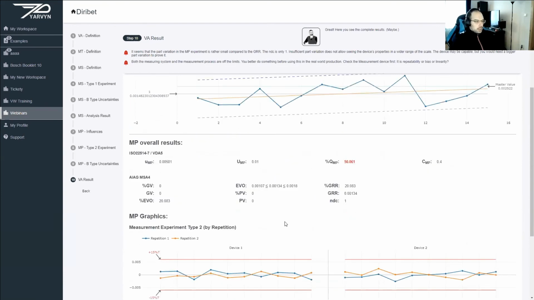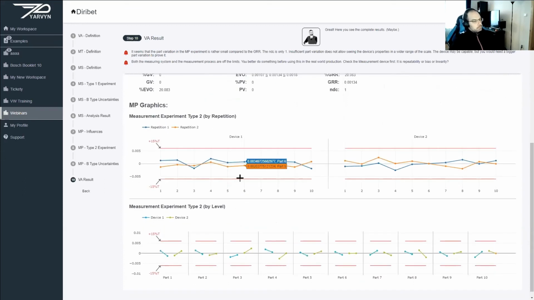For the measurement process, more data is also here. For example, here you can see the components that are used for the gauge R&R evaluation, part evaluation, evaluation on object, and so on.